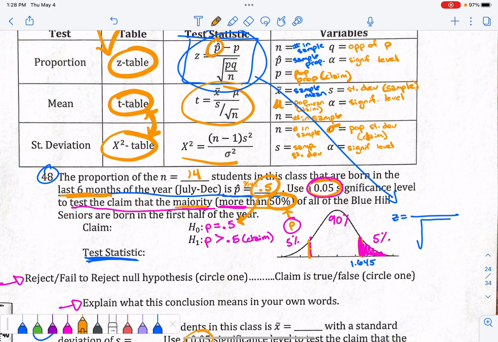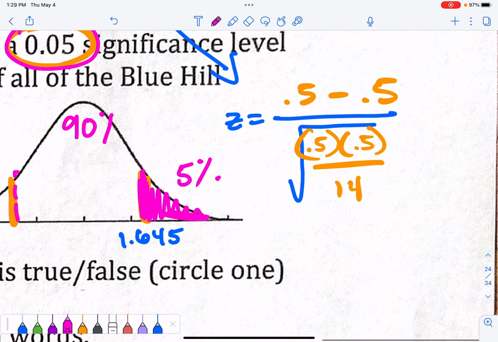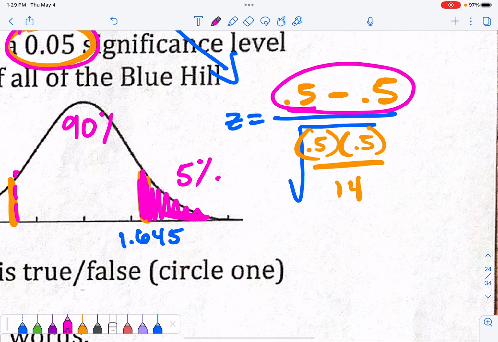We have p hat minus p. P hat is 0.5. 0.5 minus 0.5, over the square root of p, which is 0.5, times q, which is also 0.5, over n, which is 14. Now, I don't even need a calculator to do this because I can see what's going to happen. If you take 0.5 minus 0.5, I get 0 on the top. It does not matter what this number is down below. 0 divided by any number is going to be 0.